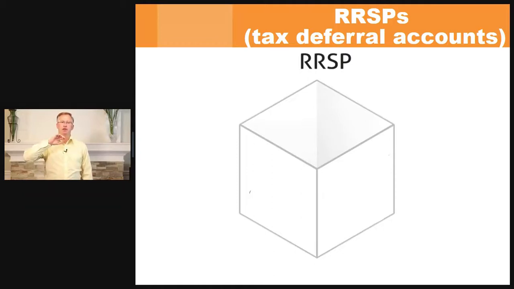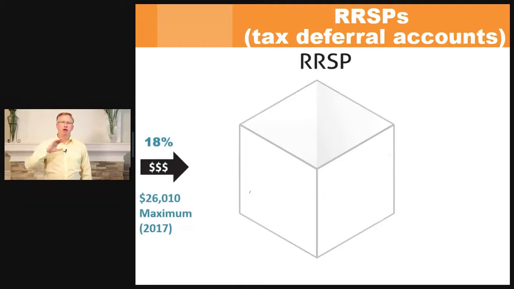First off, the government will allow you to put in up to 18% of your earned income into your RRSP box. Now, if you have a pension, that's going to reduce how much you can put in. But that's also capped at a limit of $26,000 a year in 2017. That limit increases with inflation every single year. So the government is going to allow you to put up to 18% of your earned income into this box. And when you do that, they're going to say, you don't have to pay tax on that income.